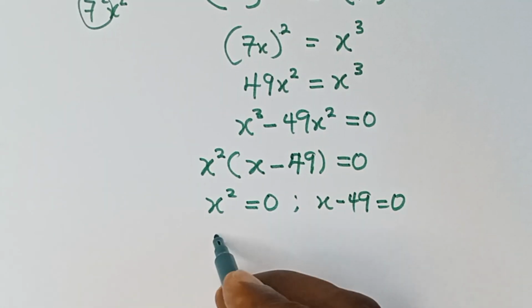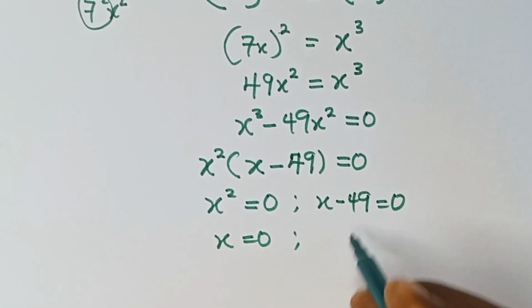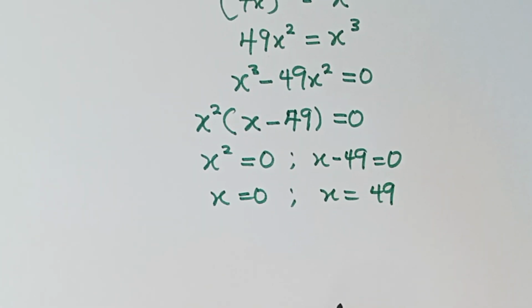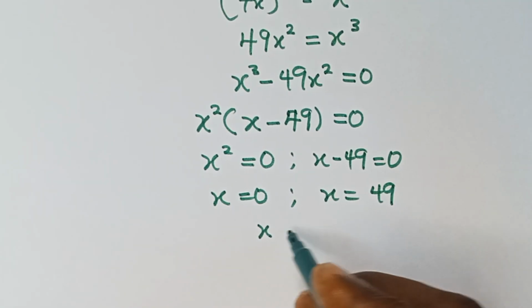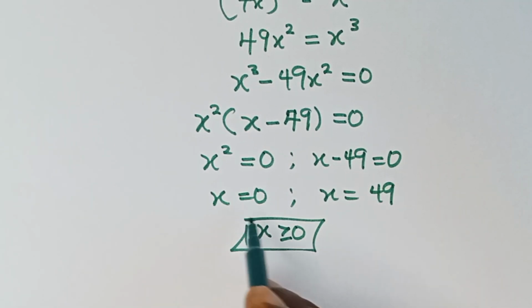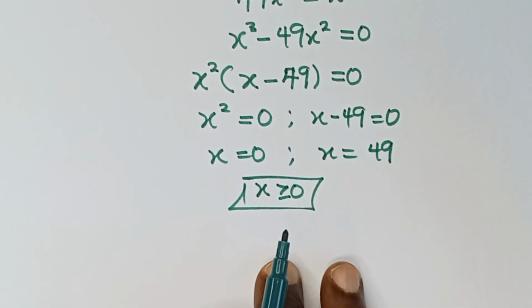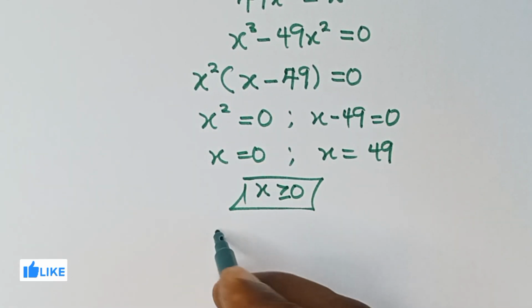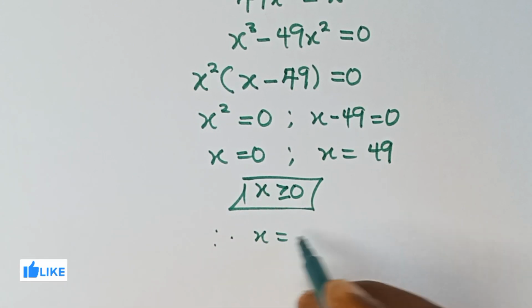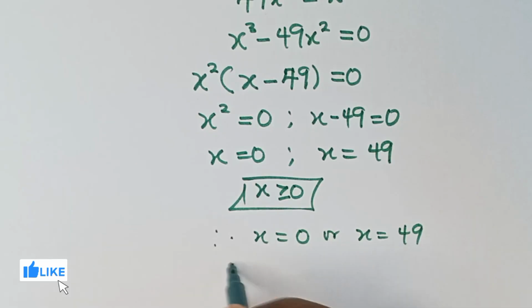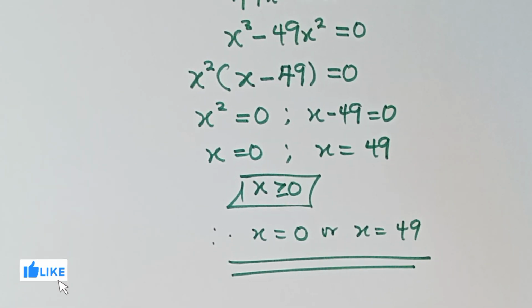If x squared is 0, then x is 0, and we take minus 49 to that side, x equals 49. So these are the two answers, right? Normally our x should be equal to or greater than 0, and we have 0 and 49. That means both satisfy the original equation. Therefore x equals 0 or x equals 49. This is our final answer.